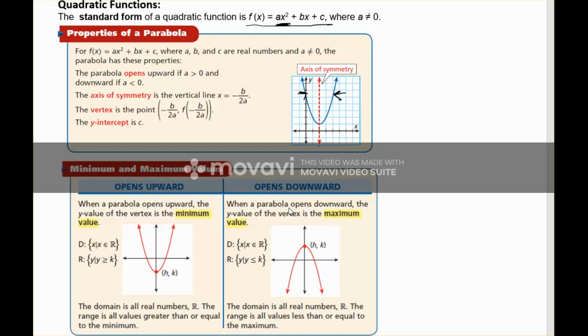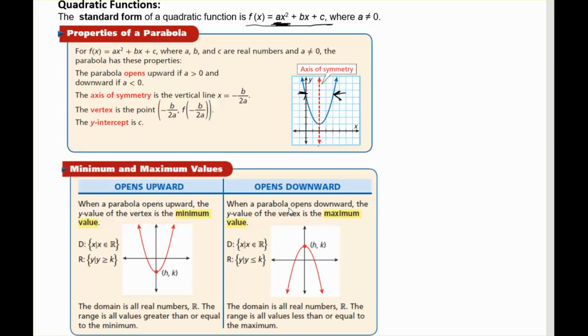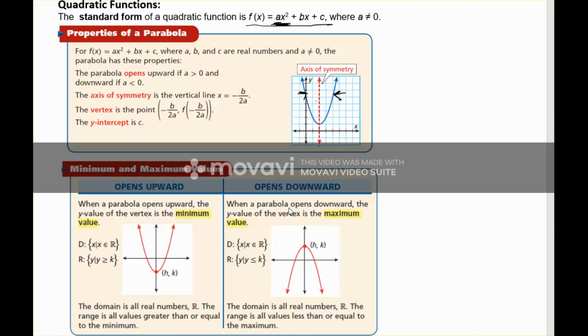It opens upward if the a in front of the x squared is a positive number, and it'll open downward if that number is negative. You can also use the a, b, and c to find the exact equation for the axis of symmetry. It would be negative b over 2 times a. That will give you the exact equation.